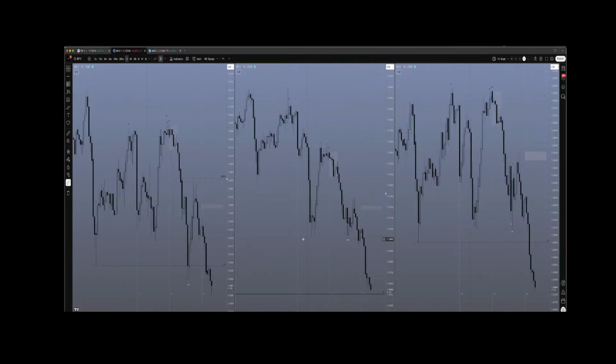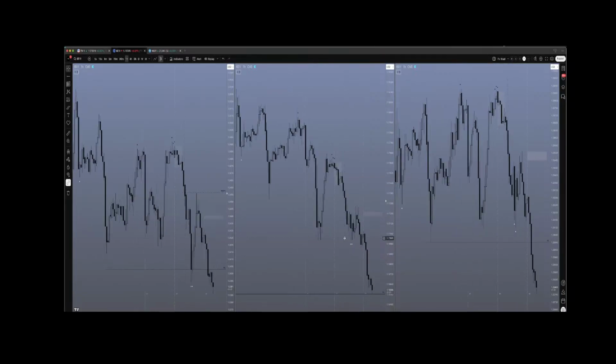Looks like we've taken out that draw of liquidity we had here that was created yesterday. I'm a bit skeptical about taking a long from there. I'll go back through that in a minute anyway.